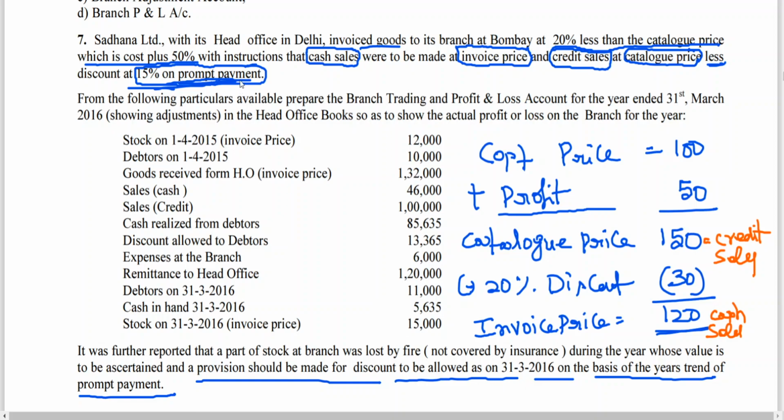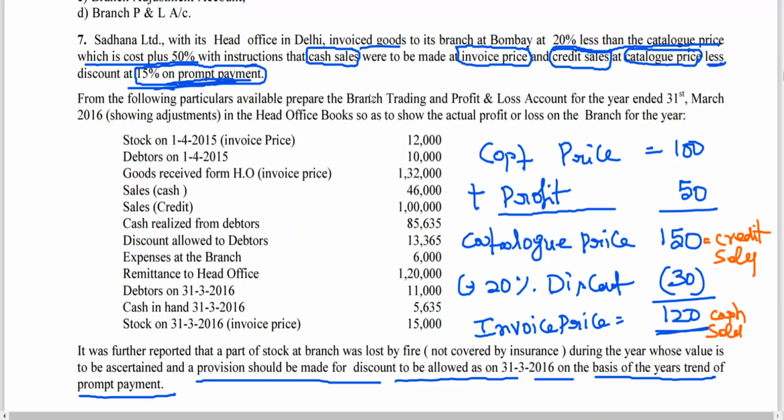So, before reading the entire problem, I was just focusing on the key points for doing the problems. This will be repeated again when we work out the problem. Is this clear? For the time being, two things you should remember: credit sales 150, prompt payment 15. And basing on the trend of prompt payment, you need to create a provision for discount. So keep in mind, what is the trend of prompt payment? Trend of prompt payment means how much amount has been received in the current year and how much discount has been given, which is a question mark. That we will discuss in a while.